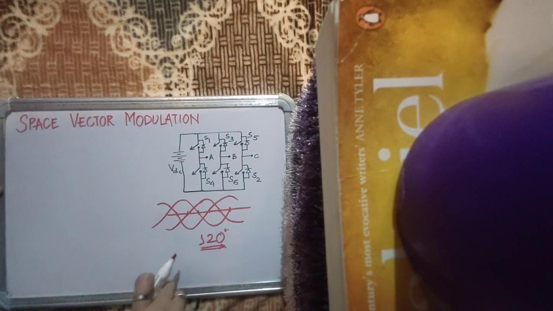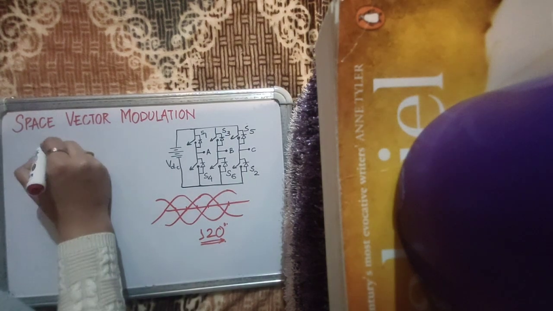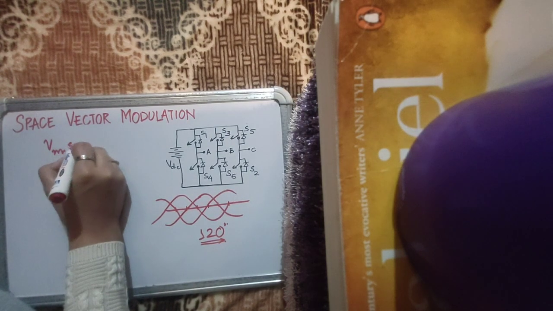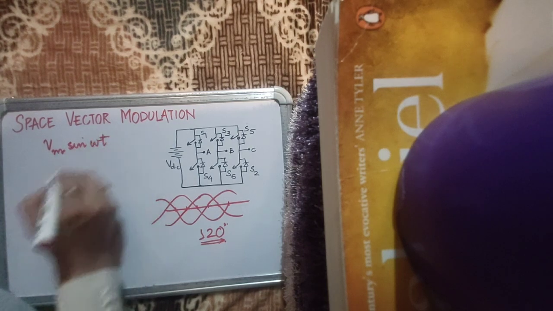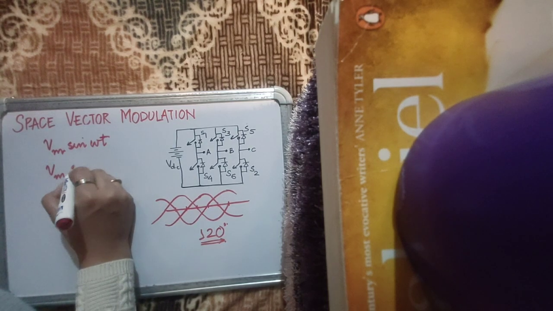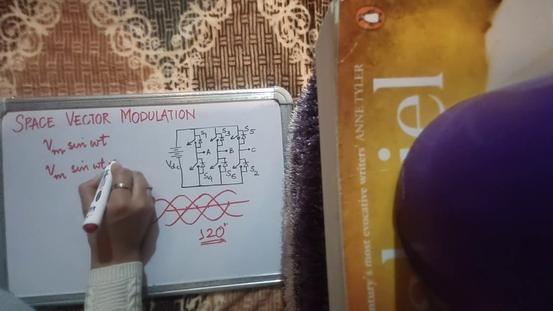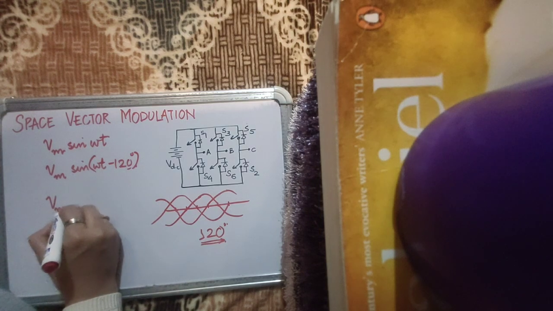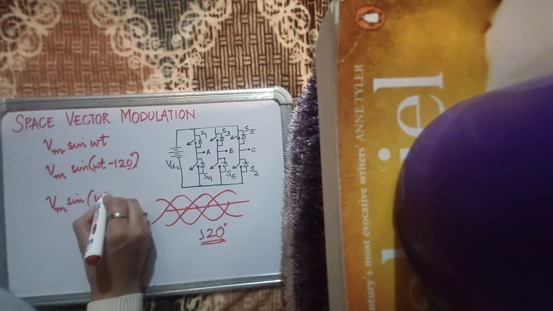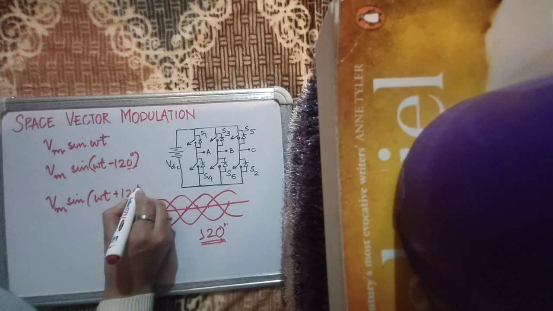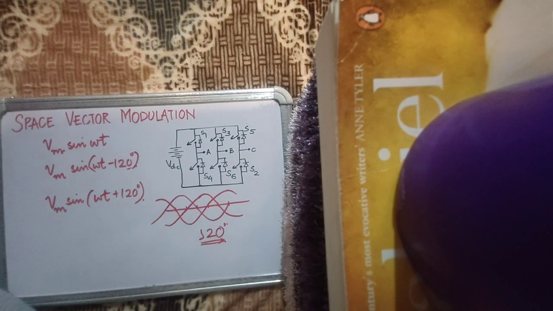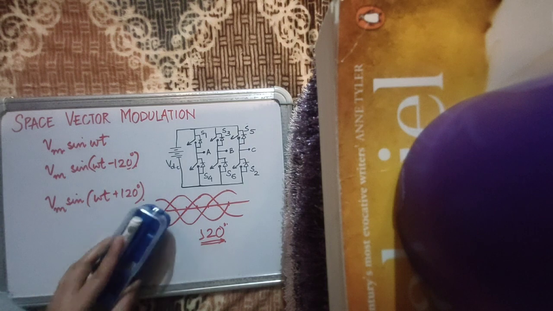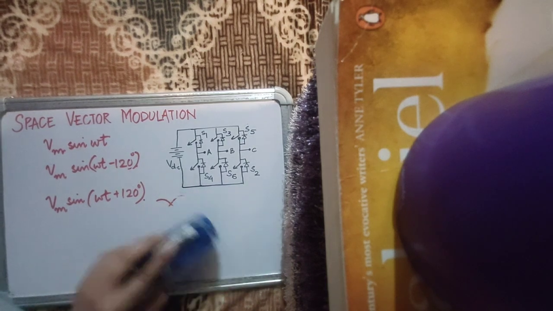Let me explain. Say I have three output voltages, Vm sin omega t, and the other is Vm sin(omega t minus 120 degrees), and the third one is Vm sin(omega t plus 120 degrees). This is the desired output, or you can call it the reference output of the converter, what I desire from the converter. Obviously it's not possible to generate exact sine waves, but this is what is desired.